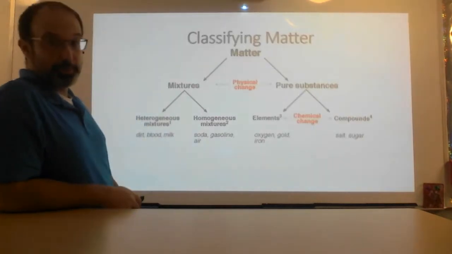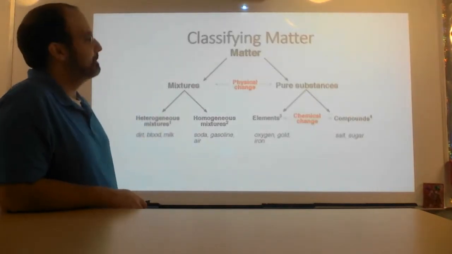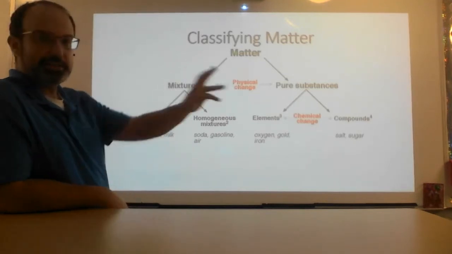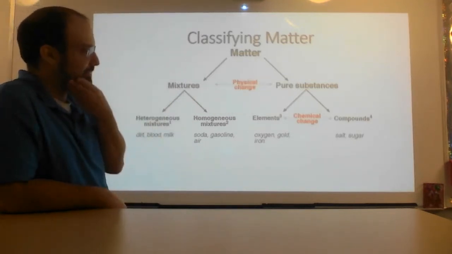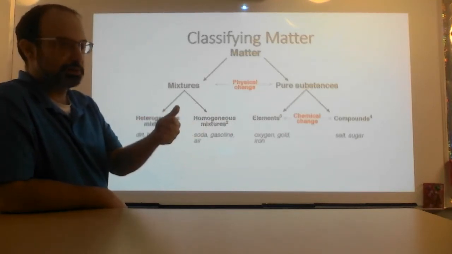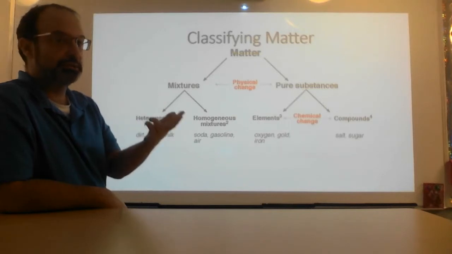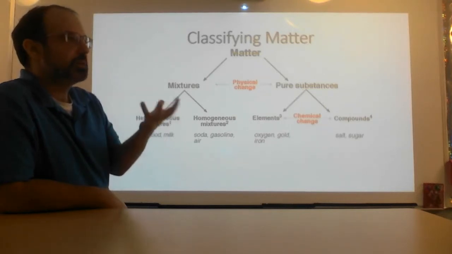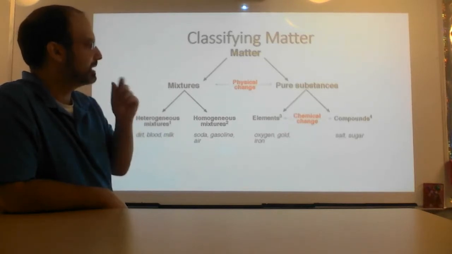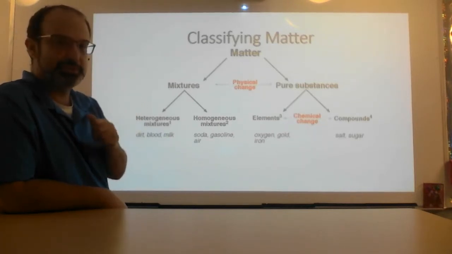First things first, remember when we did this? We classified matter, right? And we said that there were mixtures and pure substances. We spent a lot of time dealing with pure substances over the last little while, right? Elements and compounds. We've dealt now with ionic compounds, covalent compounds, organic compounds, all sorts of different things. But now we're sliding into the mixture side of this equation.